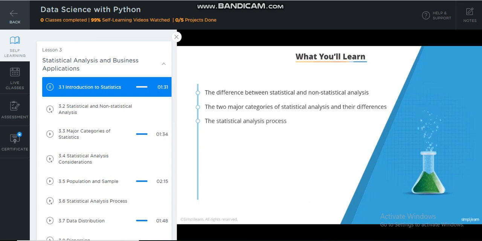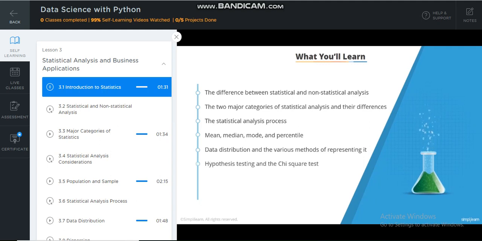You'll also be able to describe the statistical analysis process and calculate mean, median, mode, and percentile. You'll also be able to represent data distribution using various methods such as histogram, bell curve, and kurtosis. You'll also learn about hypothesis testing, chi-square test, types of frequencies, and correlation matrix.